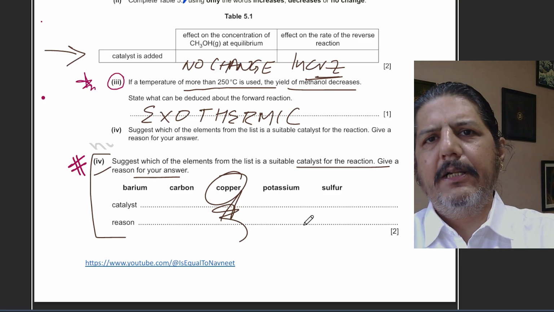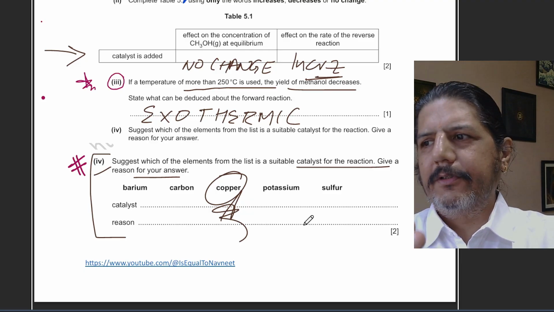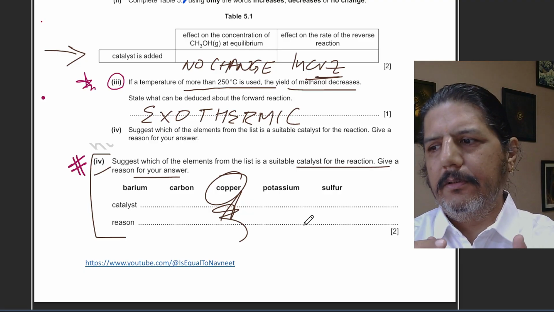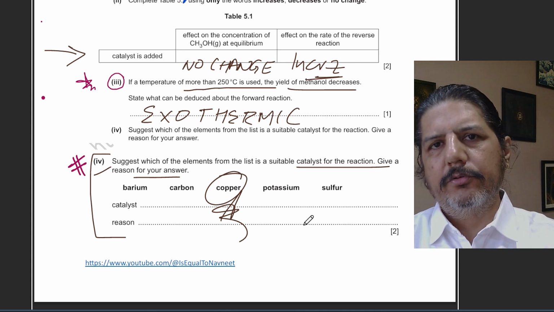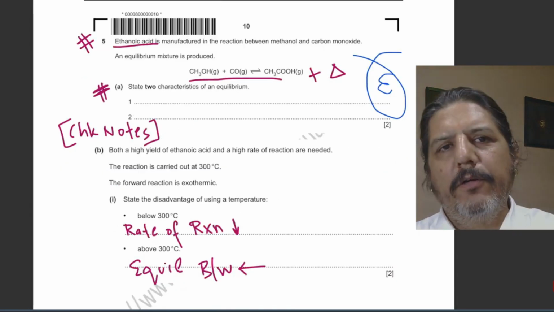I made it intentionally a longer discussion because this was a numerical where a lot of concepts were being used. So let's move to the next question. Let's have a look at the next question.